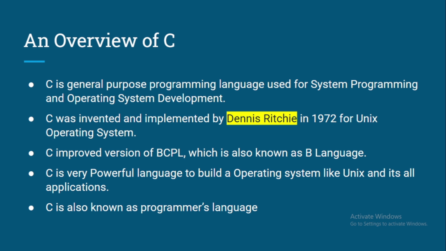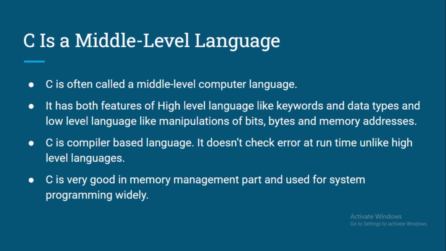And if I talk about the next slide, here C is a middle level language. Middle level means, in the IT industry, or in computer science, we mainly have four levels of languages. First is machine level language, that is 0 or 1. Then we have low level language, which is assembly language. Then we have middle level language like C, C++ or Java.